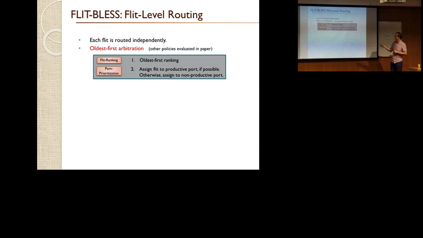And you have oldest first ranking, and you assign the flit to productive port if possible. Otherwise, you assign to non-productive port based on the rank. So the oldest flit always gets its productive port, basically, in this case, which means that you will not have livelock in the system because the oldest flit is guaranteed to make correct progress. Yes, forward progress.